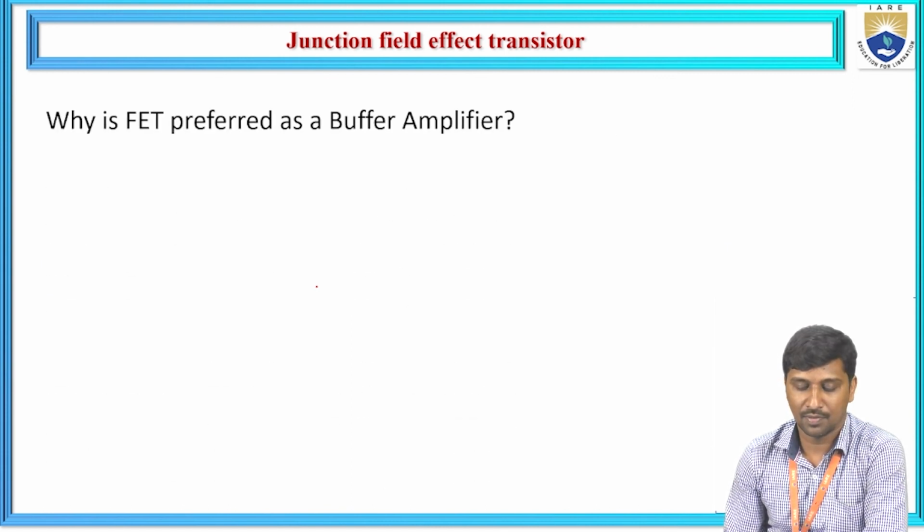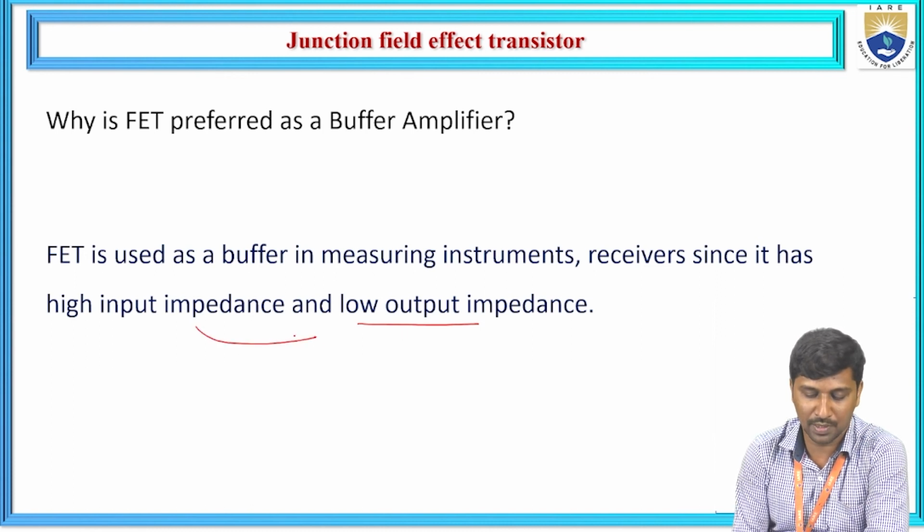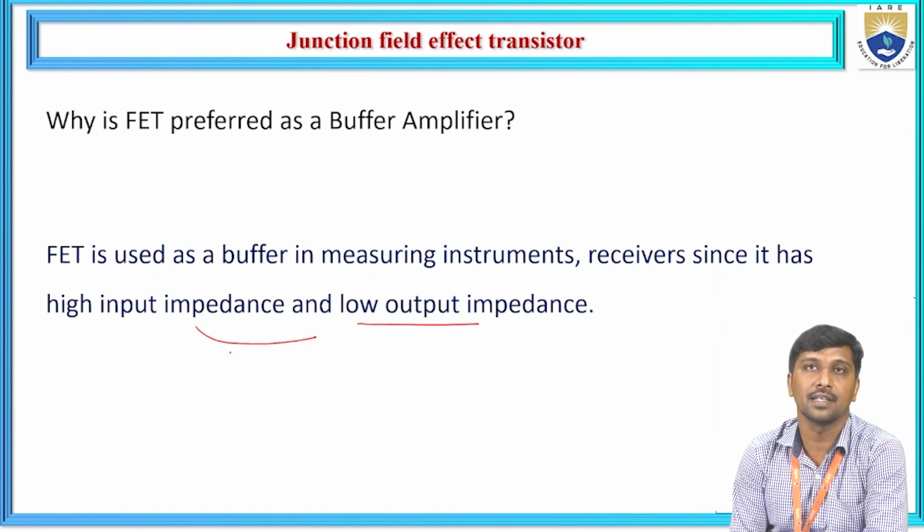Why is the FET preferred as a buffer amplifier? In most cases we prefer the FET as a buffer in measuring instruments and receivers since it has high input impedance as well as low output impedance. Due to this property, in most cases FETs are used as buffer amplifiers.